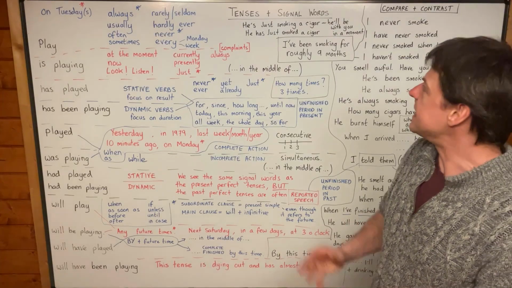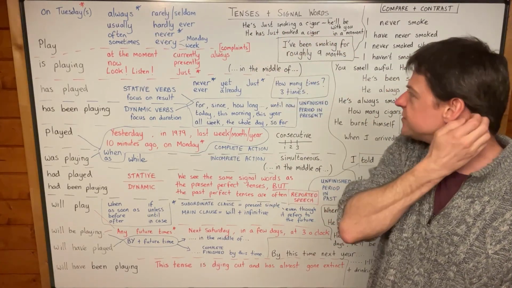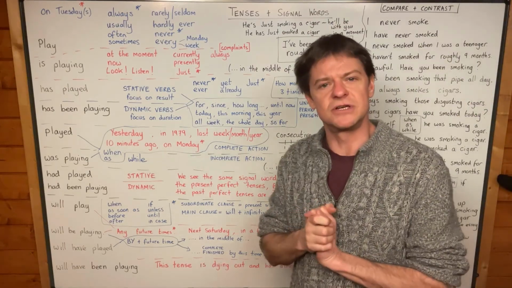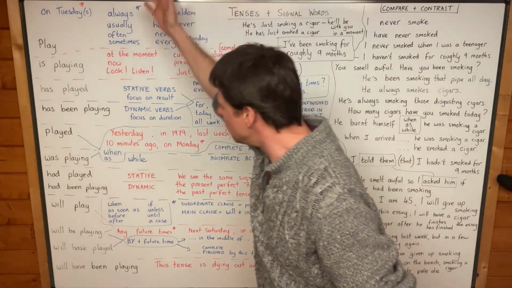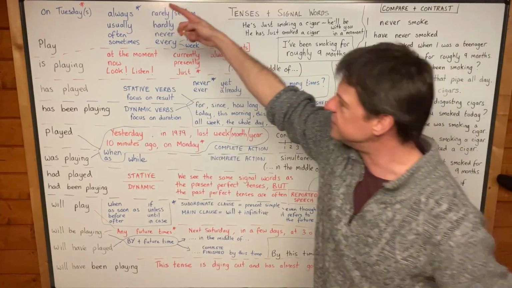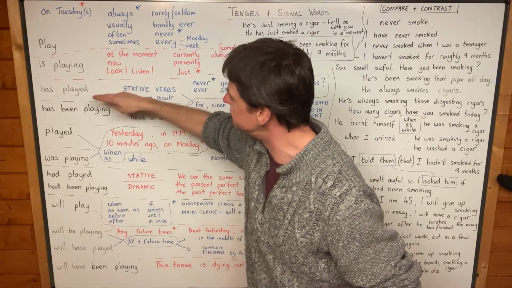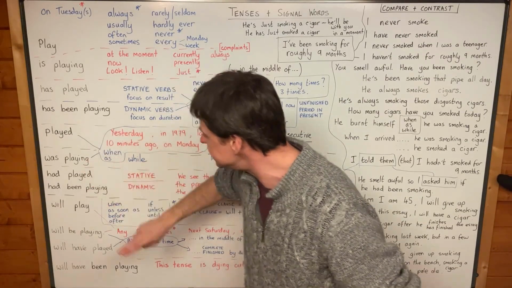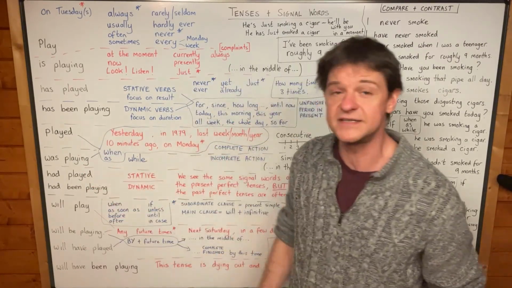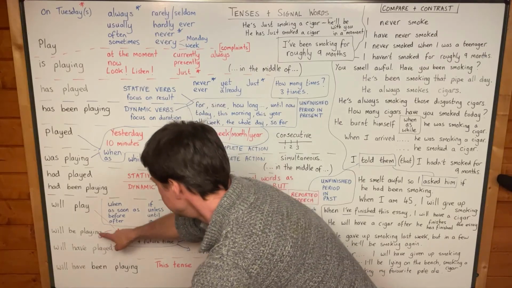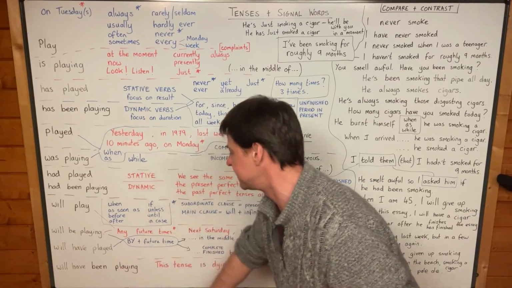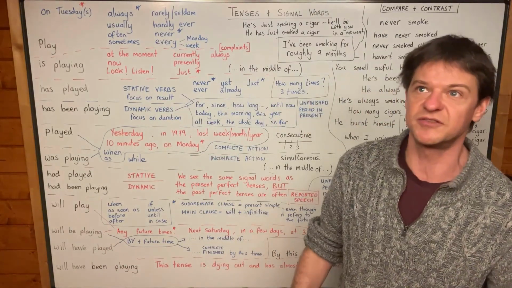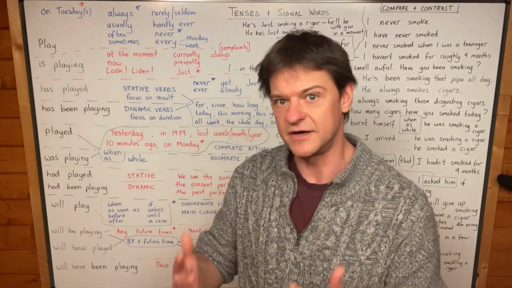Now, today we're looking at tenses and signal words, and this is because there is a lot of confusion about tenses. I wanted to look at all of the tenses, and you can see them all here: present simple, present continuous, present perfect simple, present perfect continuous, past simple, past continuous, past perfect simple, past perfect continuous, and future simple, future continuous, future perfect simple, and future perfect continuous, which is virtually never used.